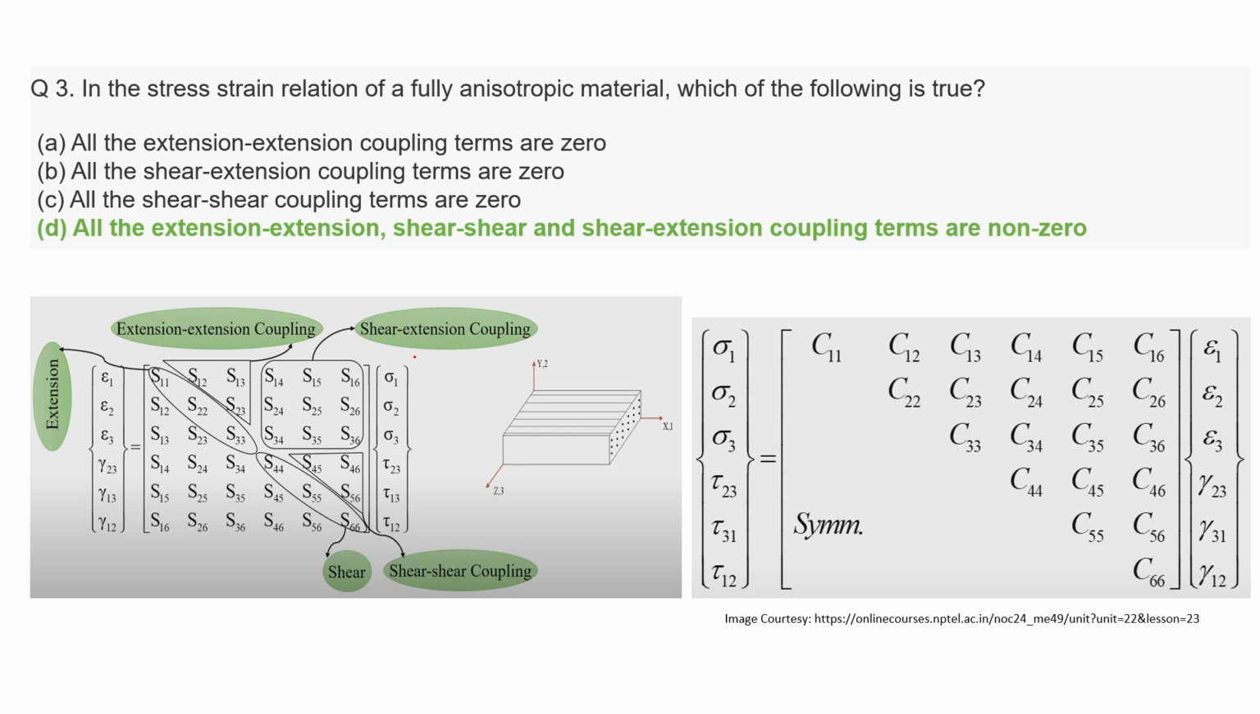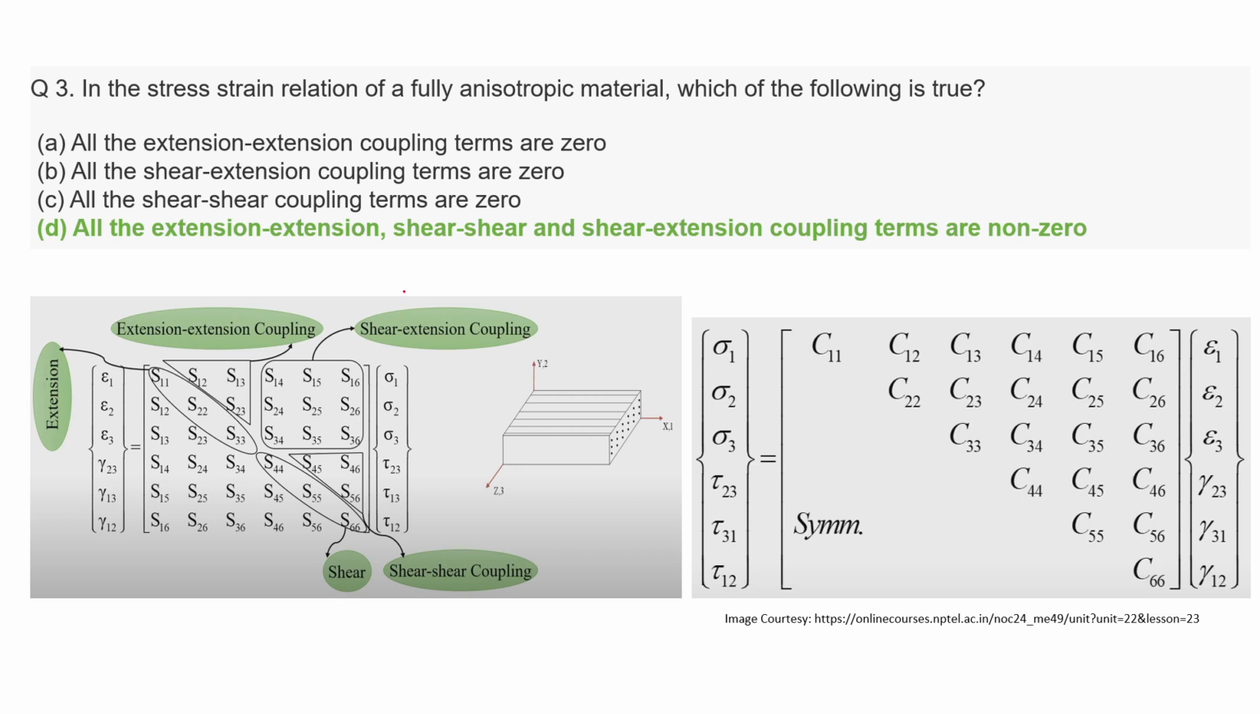And lastly, shear extension coupling, where the strain is related to the shear components. That time we use the shear extension coupling. So these are different parts of this matrix that are named and distinguished.